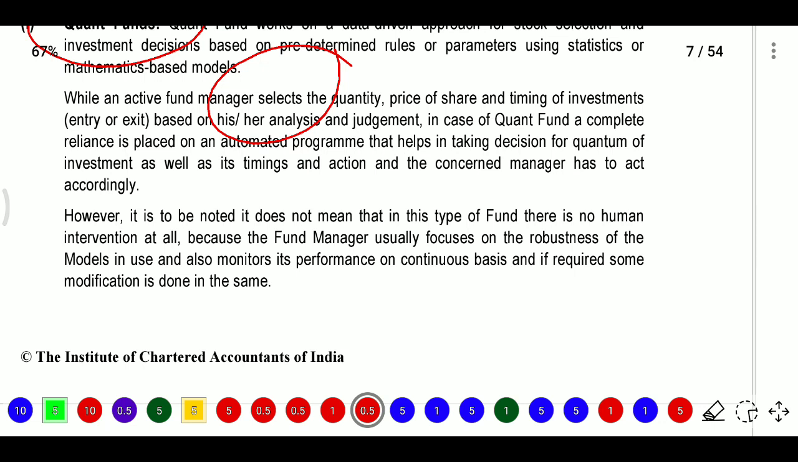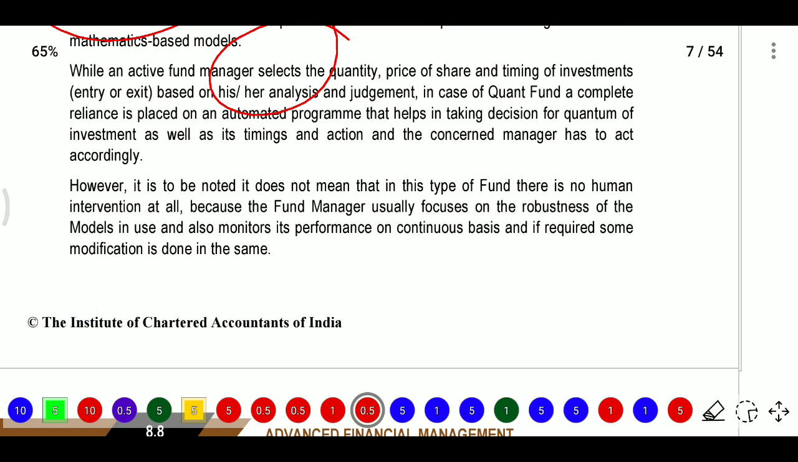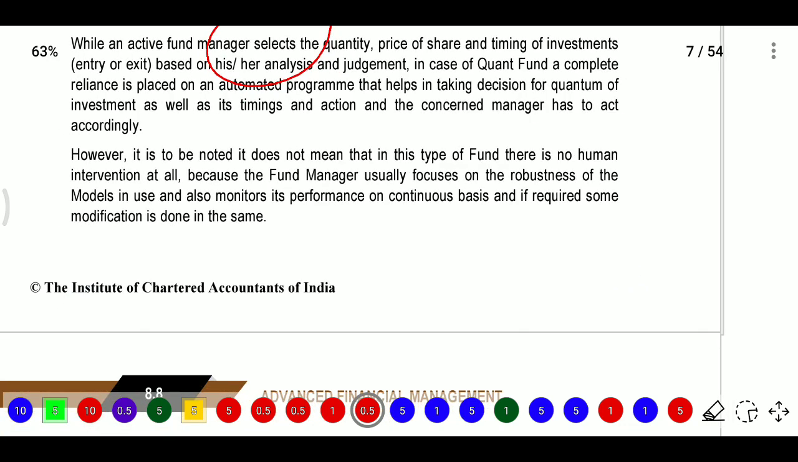Even though ChatGPT or technology is increasing, the person is still required. The person who has some knowledge of that technology will survive, because the fund managers usually focus on the robustness of the model in use and also monitor its performance on a continuous basis, and it requires some modification. For example, if you are opening some sites, they will ask a robot test, meaning they will give some pictures you need to identify, or some captchas you need to identify and write. They will give some additions you need to perform. So it will not perform, because robots and information technology won't work in those places.